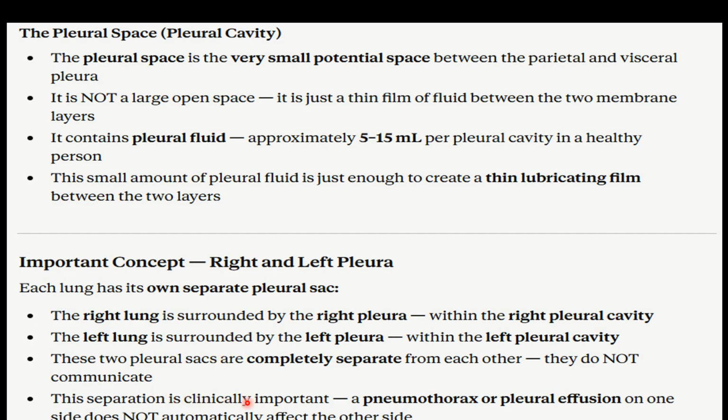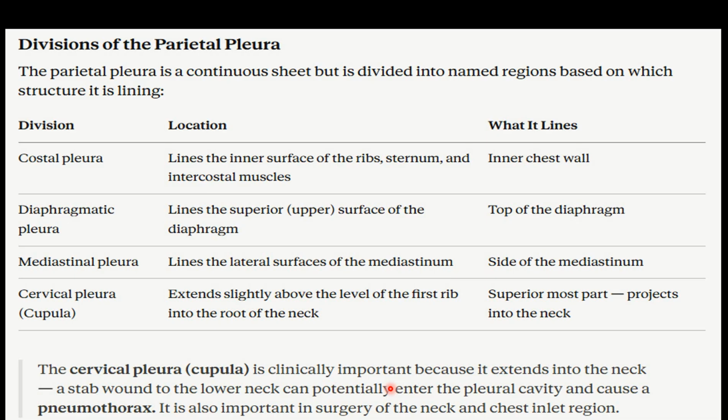And this separation is very important, as we discussed. If one part is infected, it should not infect the second part. Clear? So these are the important concepts that we should know about the pleural sac and pleura layers. Now there are a few divisions of the parietal pleura, so we should know about these divisions.